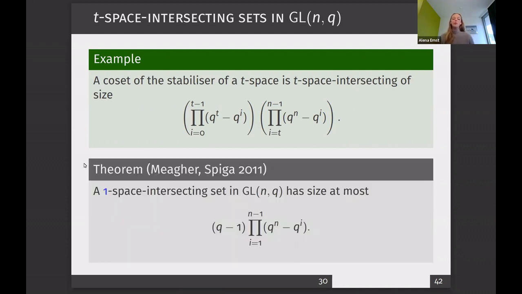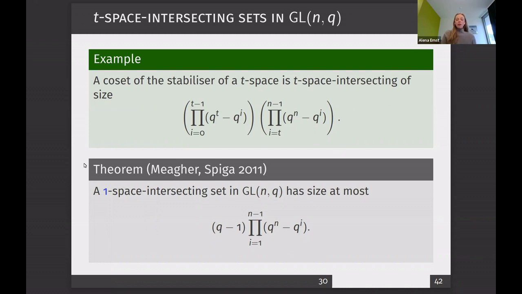So what was known is that for t equal to 1, a 1-space intersecting set in the finite general linear group is bounded by the size of a stabilizer of a 1-space. Okay, but here is a comment. This result was in fact stated for the projective general linear group. But since I want to stick with the finite general linear group for this talk, I wrote it down this way. So if you prefer the projective general linear group, just divide everything by q minus 1.